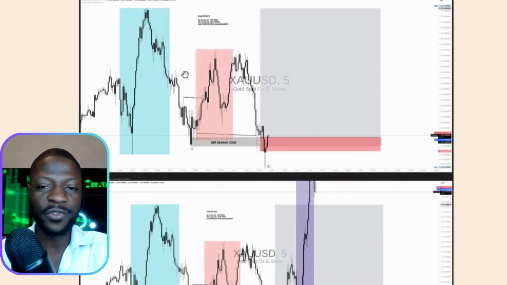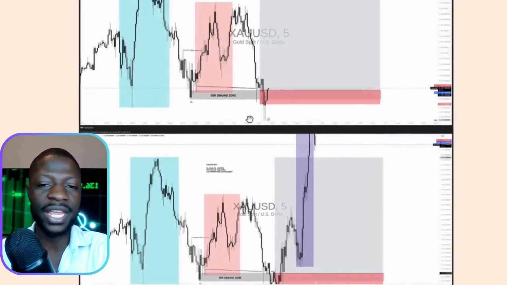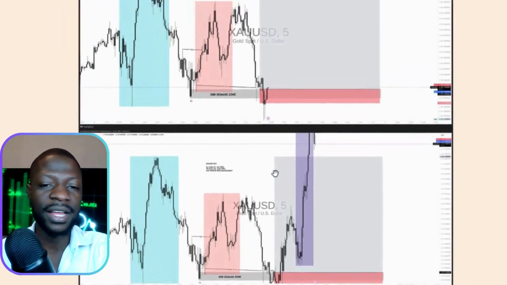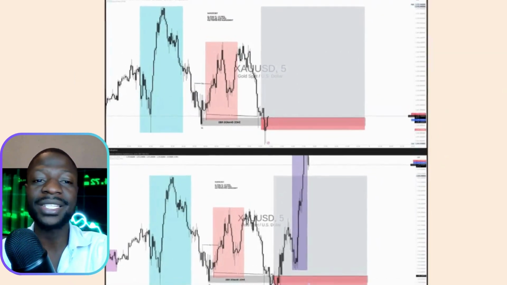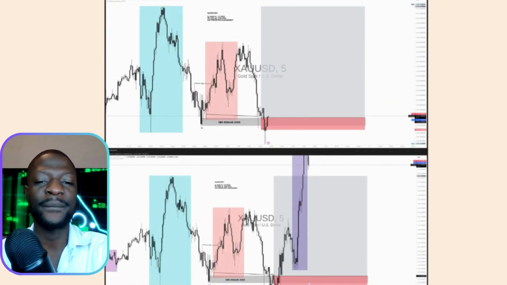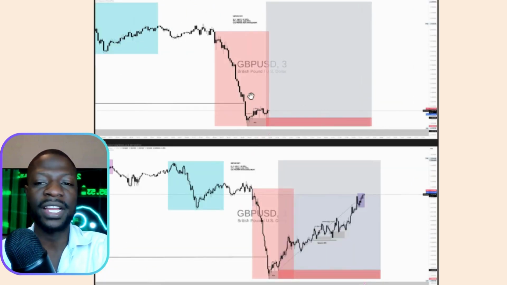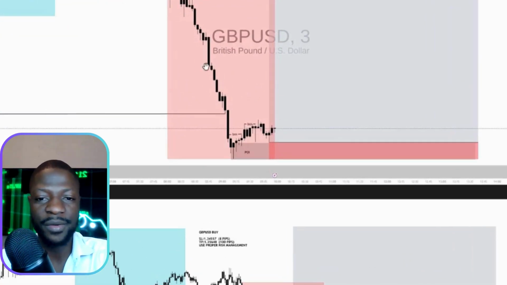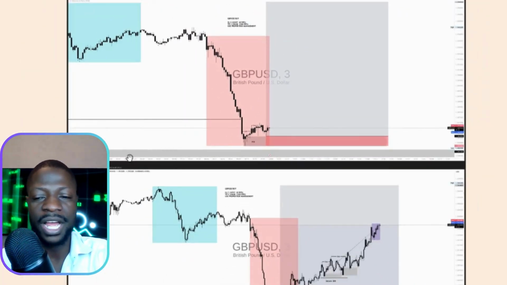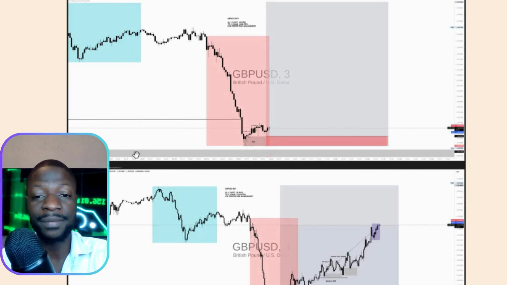This is a nice drop base rally strategy, break of structure. The market comes, takes out the phase zone, and then we get in from there. Then the market goes all the way to take profit because the Asian session was taken out, right? After that, we had a nice GBP USD trade on the lower time frame. But on the higher time frame, we had the market tapping into a supply demand zone right there.